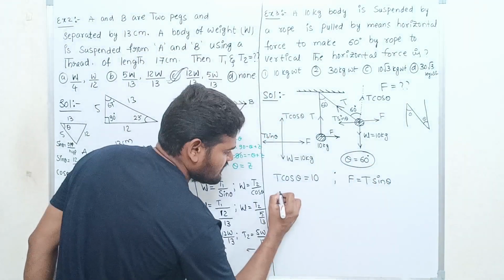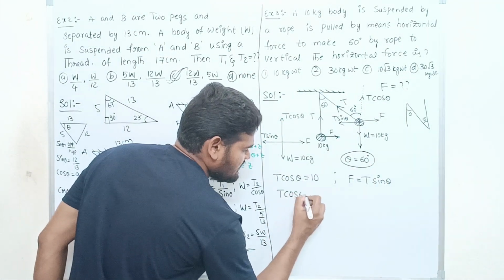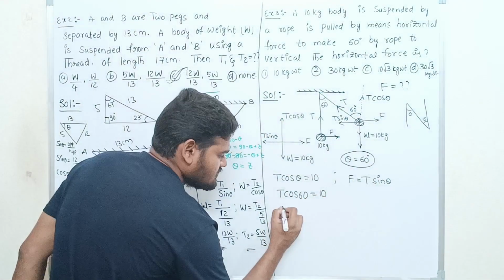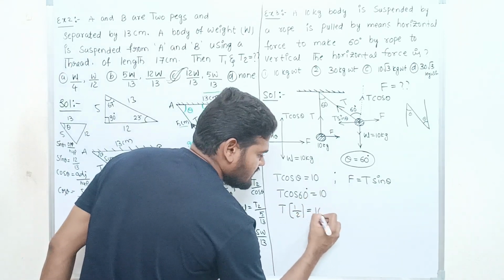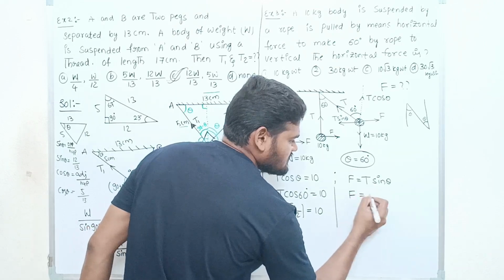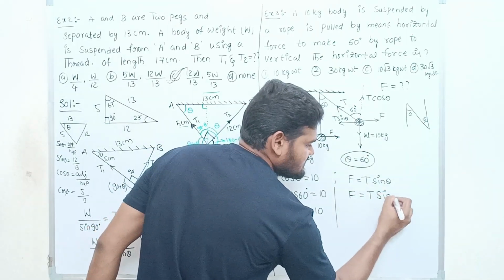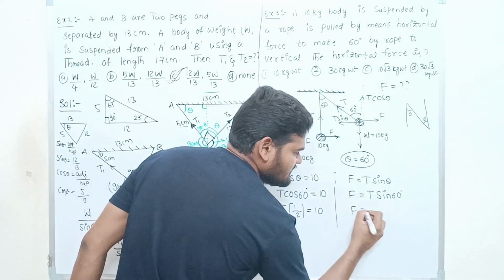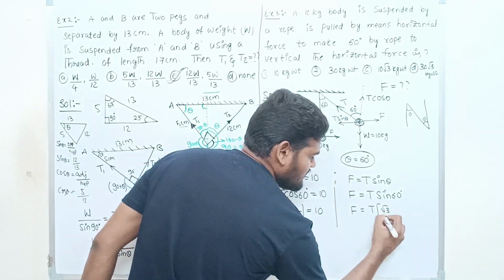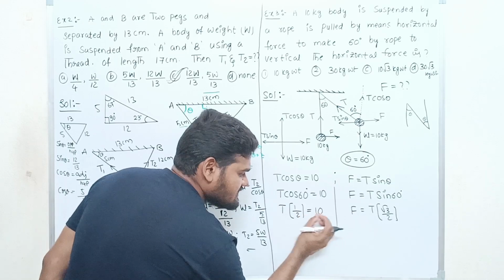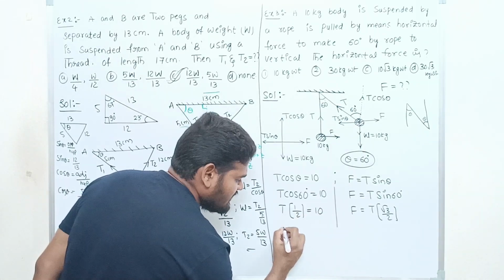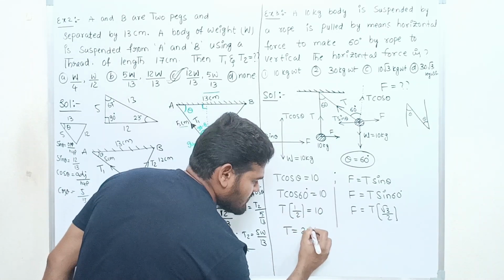Okay, just substitute here. T cos 60 is equal to 10. So what is the value of cos 60 degrees? 1 by 2, so T into 1 by 2 is equal to 10. So capital F is equal to T sin 60. What is the value of sin 60? Root 3 by 2, so capital F is T into root 3 by 2. If 2 goes to this side, 2 tens are 20. So T is equal to 20 newtons we got.